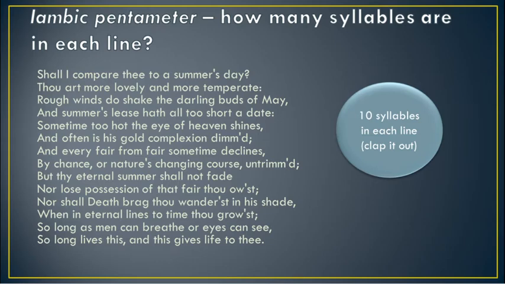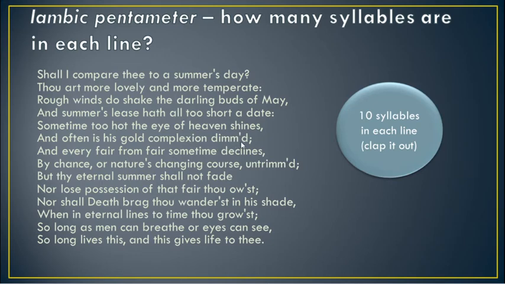Shall I compare thee to a summer's day? Thou art more lovely and more temperate. Rough winds do shake the darling buds of May, and summer's lease hath all too short a date. Every single line has 10 syllables, and actually that's why some of these words have an apostrophe here.